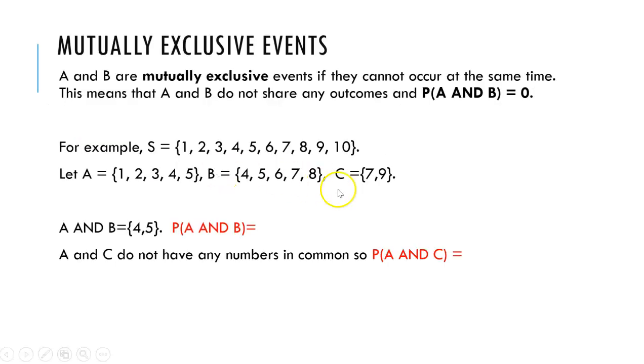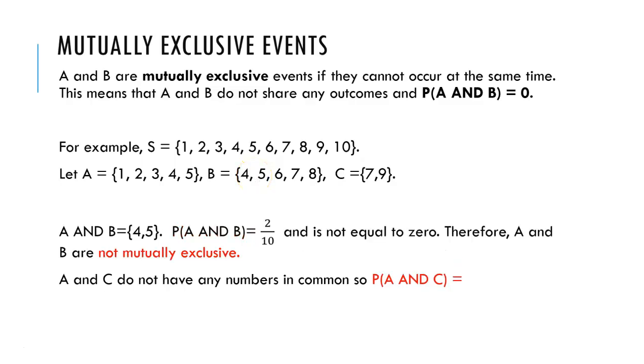A and B are mutually exclusive events if they can't occur at the same time. Like we were saying, you're either a boy or a girl. So that means the probability of A and B would be 0. So if they give me this set of numbers and they give me A and B and C, and they ask me to find the probability of A and B, you can see that 4, 5 is in A and 4, 5 is in B. So that would be 2 out of those 10 numbers. So the probability of A and B wasn't 0, so that means they're not mutually exclusive.